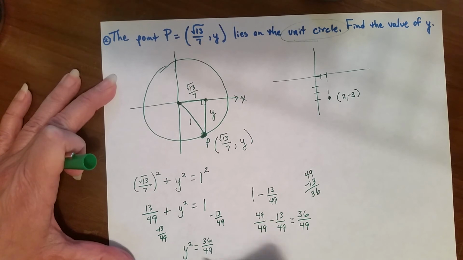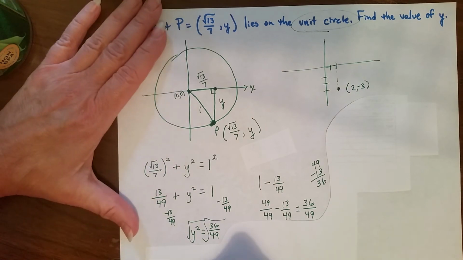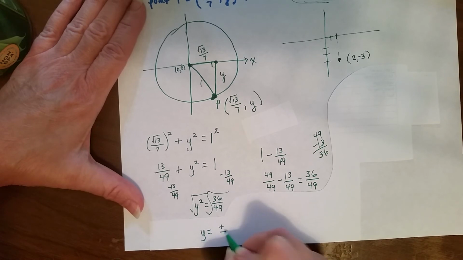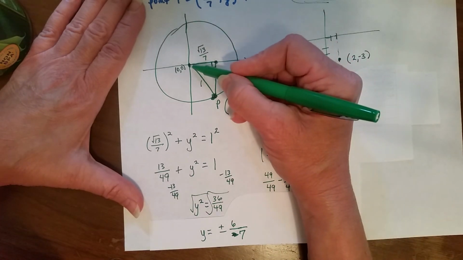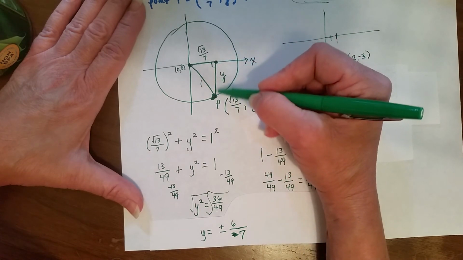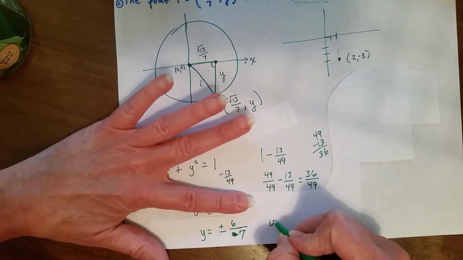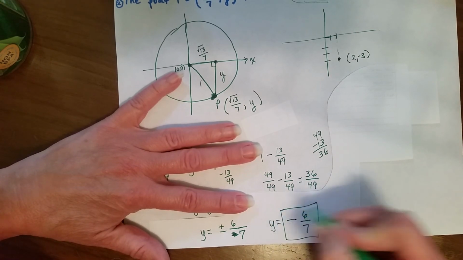Now that's pretty nice. They gave us perfect squares. So y equals plus or minus, the square root of 36 is 6, and the square root of 49 is 7. So we have plus or minus 6 sevenths. Now let's look back at our triangle, and we can see that we're going positive for the x, negative for the y. So y has to be negative in this case. So we're going to choose y equals negative 6 sevenths, and that will be our answer.